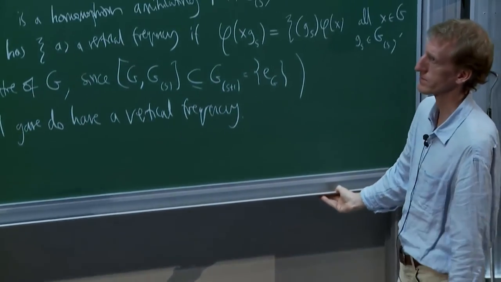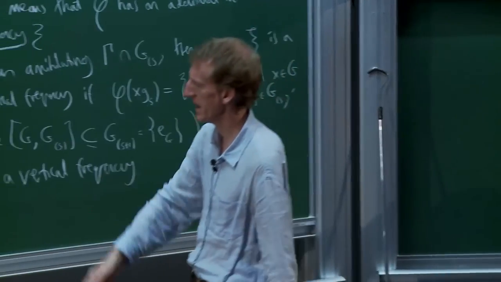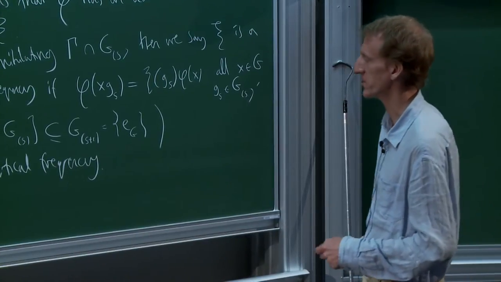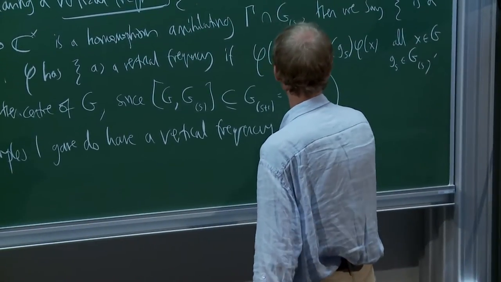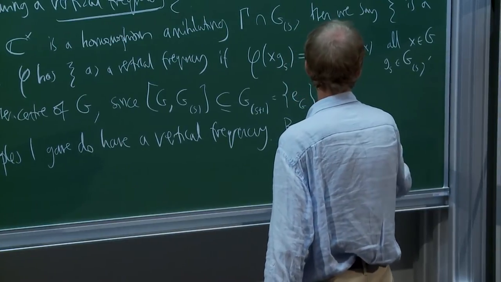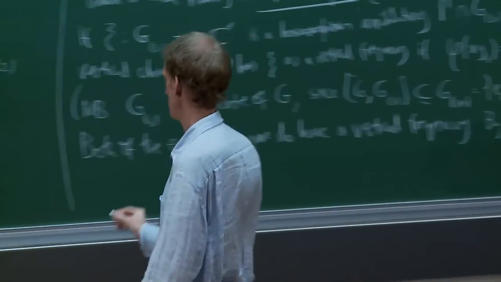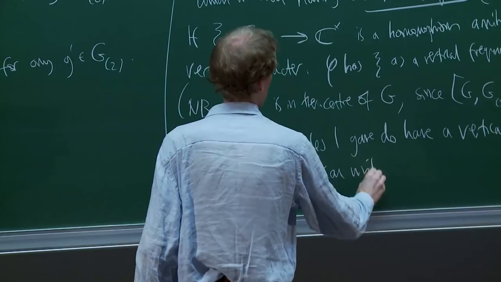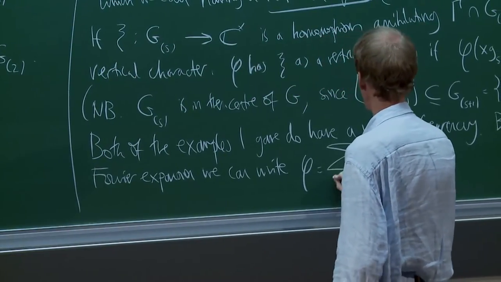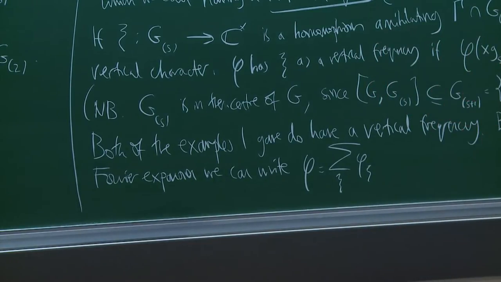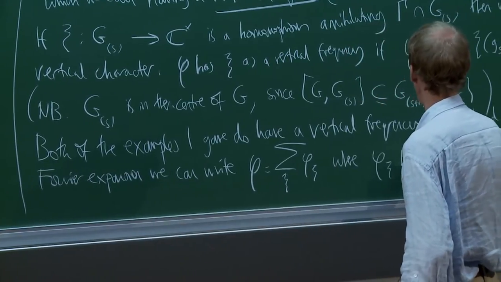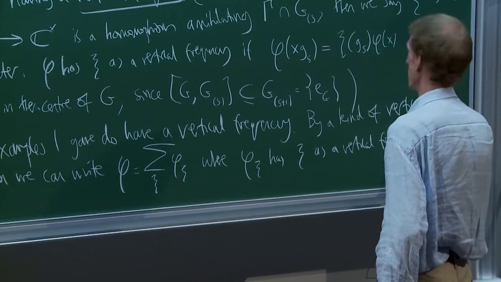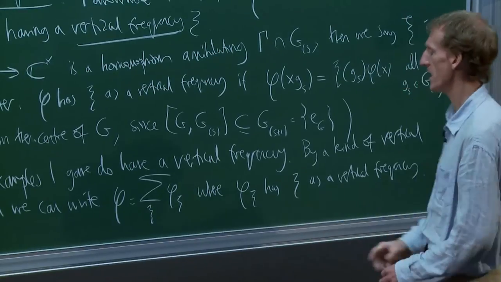So furthermore, you can do a Fourier expansion just in the direction of this central group G_S to decompose an arbitrary automorphic function phi into automorphic functions having a vertical frequency. So by a vertical Fourier expansion, we can write phi as a sum over psi of phi_psi, where phi_psi has psi as a vertical frequency. And I may come back to this and mention it again later.